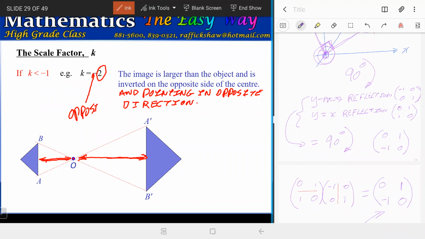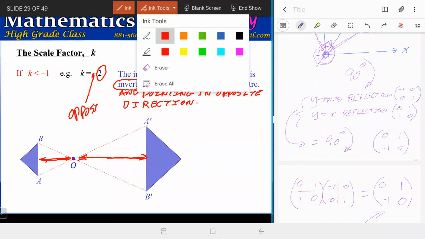All right. So the negative makes the image go in the opposite direction. It's on the opposite side of the center, and they are also pointing in the opposite direction. And the key word is that it is inverted. The image is inverted. So rotate it now. It is inverted on the opposite side of the center.